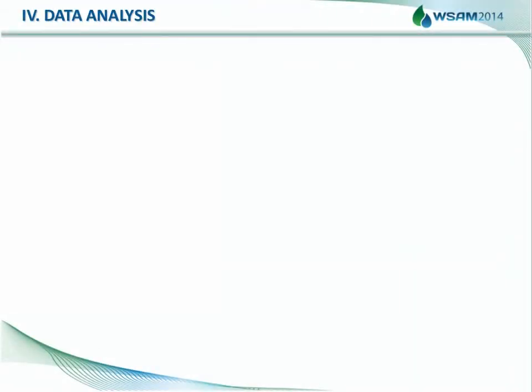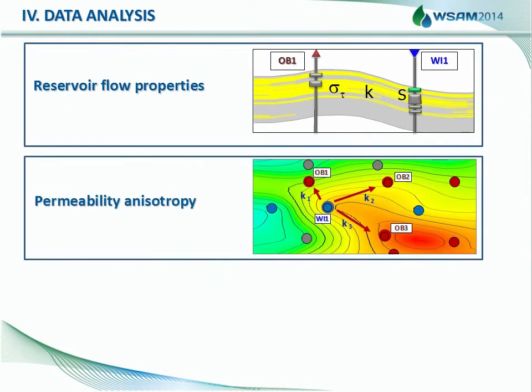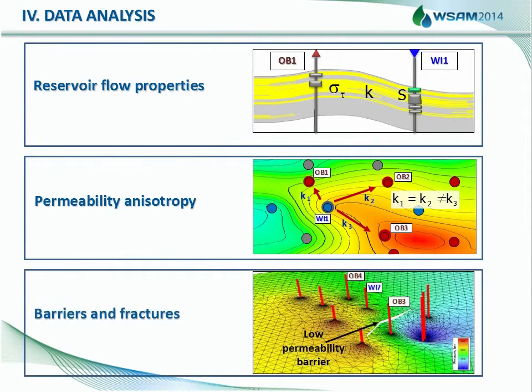PPT survey has a practical value. We performed a number of tests and determined reservoir flow properties: transmissibility, permeability, and skin factor, permeability anisotropy. One of the objectives of anisotropy analysis is determining the direction in which permeability decreases, and barriers and fractures.